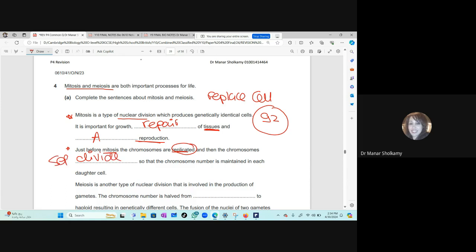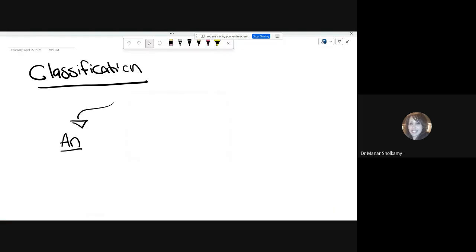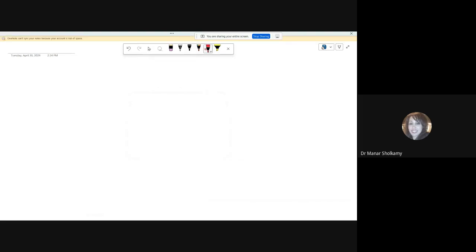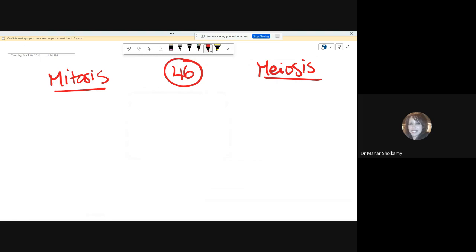Okay? Now, I want to exploit the chance and explain this part, restoring the chromosome number. We have two processes: mitosis and meiosis. In both scenarios, the chromosome number will remain 46, and the answers are different. How does the chromosome number remain 46? In mitosis, the chromosome number will remain 46. Why? Because before mitosis, the chromosome number is doubled.